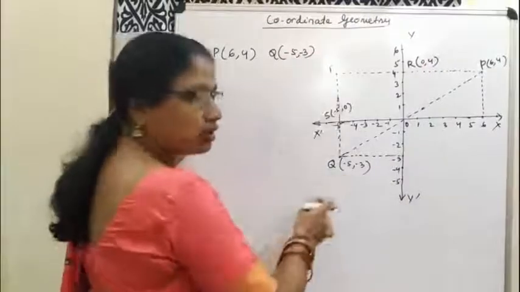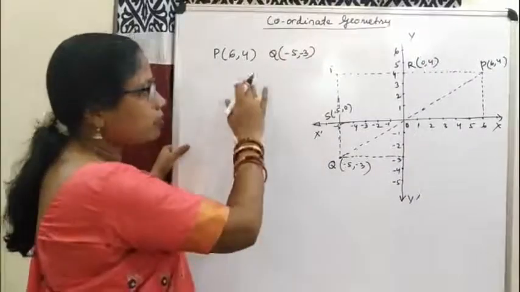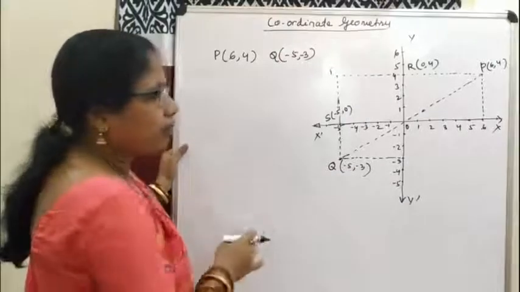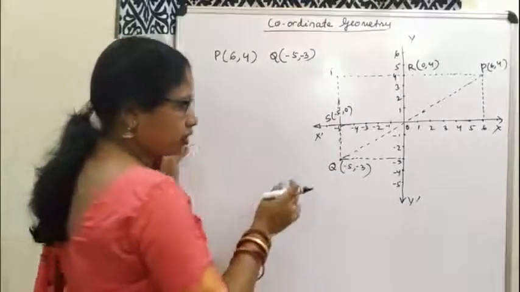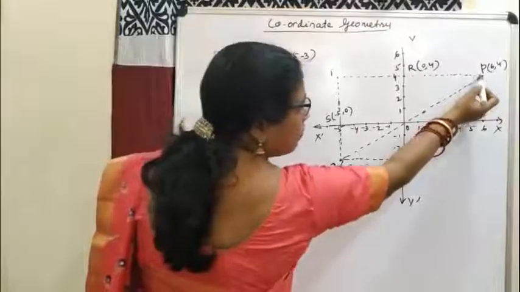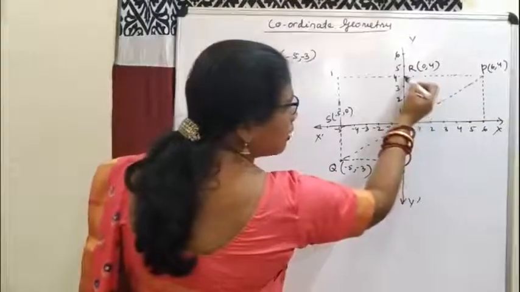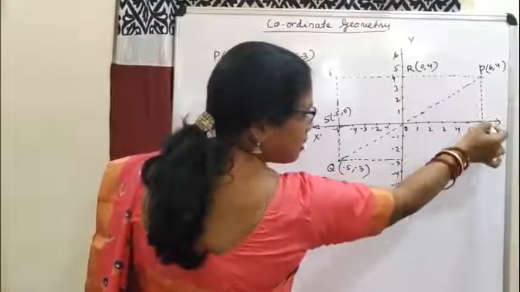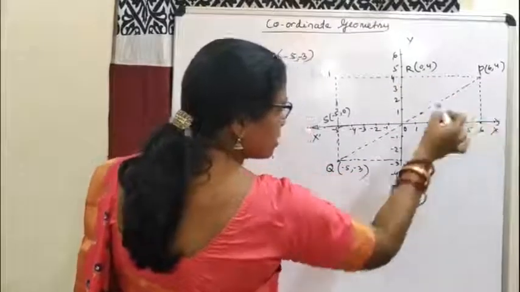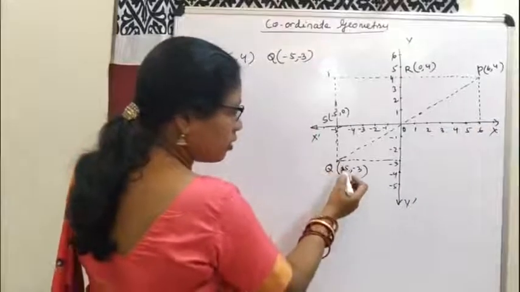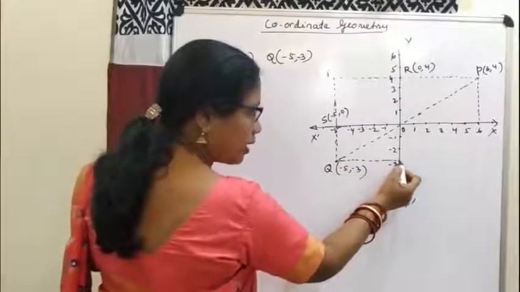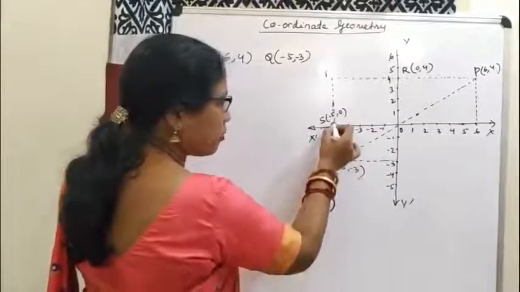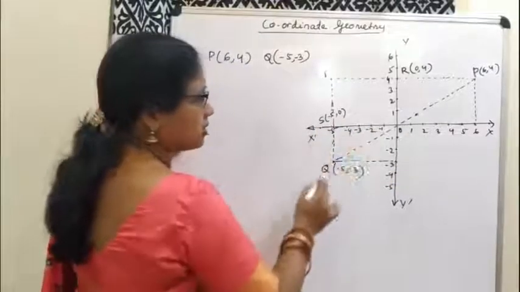So this is in the third quadrant. So how to find the distance between P and Q? To find the distance we have to draw: here PR is perpendicular to the y-axis, and here this is a perpendicular line to the x-axis. From Q also I have drawn a perpendicular line to the y-axis, and here QS is a perpendicular line to the x-axis.